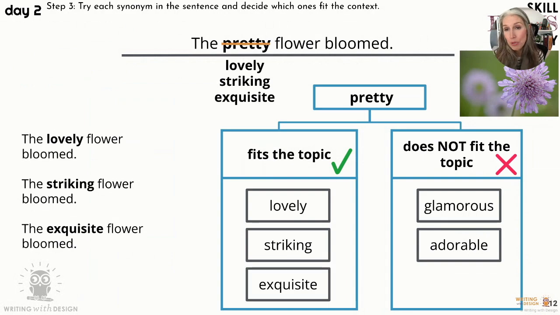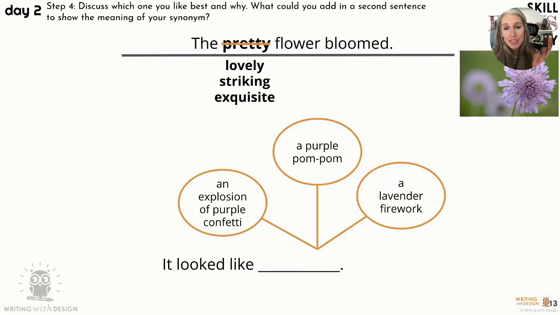Glamorous, yes, it does mean pretty, but that would be something more fancy, like someone in a really nice dress, a sequined dress, right? And adorable, that's more like something that's cute and young, like a puppy, right? So neither one of those, even though they mean pretty, it doesn't fit the context of what we're saying here. And then notice we've got 3 great additions for that second sentence. The striking flower bloom, it looked like a purple pom-pom. It looked like a lavender firework exploding, right? You can add more in.